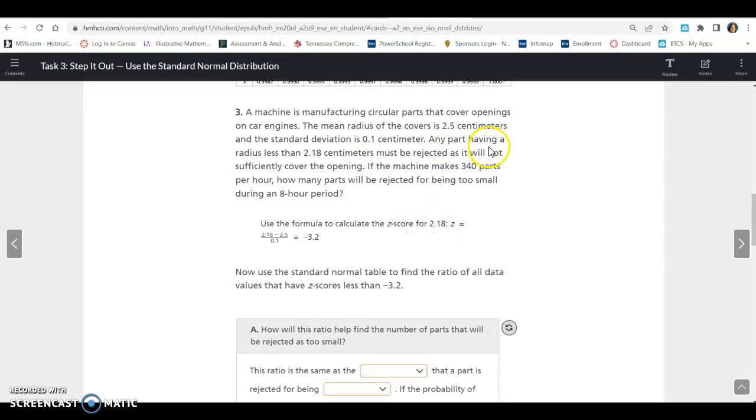Alright, so it says any part having a radius less than 2.18 must be rejected. So we want to find out what that percent is. So the z-score is going to be, 2.18 is my x value, minus the average divided by the standard deviation. You can see this is given information here. The mean is 2.5, that's your average right here, and the standard deviation is 0.1, and that goes on the bottom.